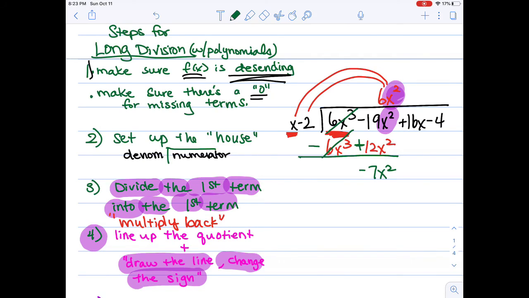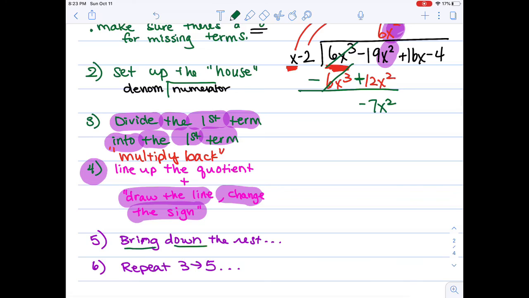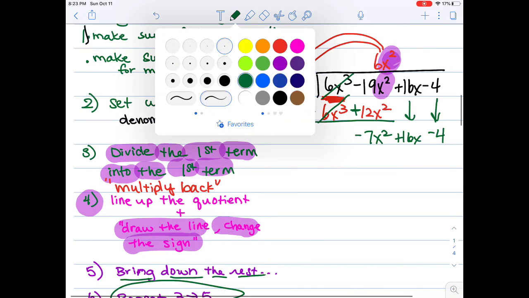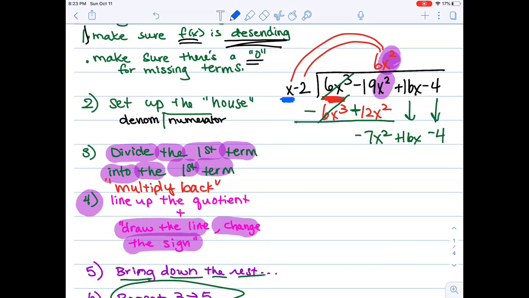And now we're going to step 5, bring down the rest. So we bring down the 16x and we bring down the minus 4. And now we're going to repeat our steps again. So in blue, I'm going to go first term into the first term. I know negative 7x squared divided by x is negative 7x. And now we multiply back. Negative 7x times x is negative 7x squared. Negative 7x times negative 2 is positive 14x.